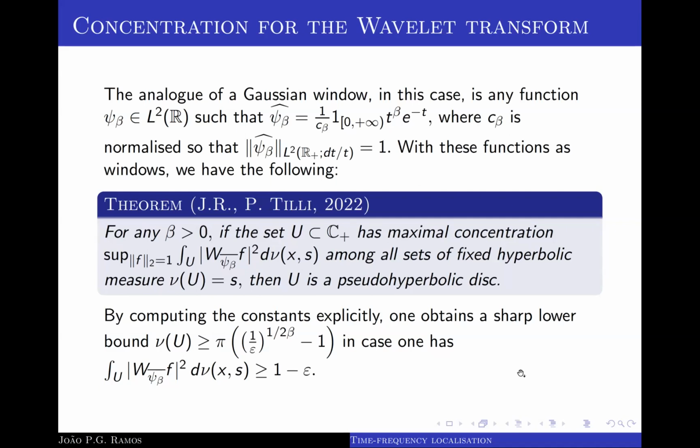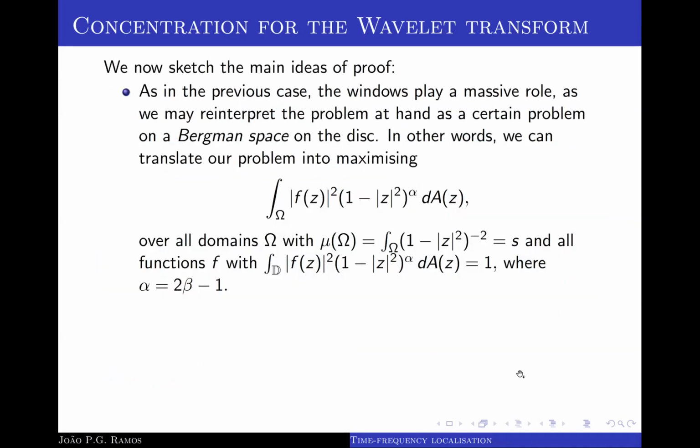And I'd like to discuss a little bit of the proof. As in the previous case, the windows actually played the decisive role because, if you recall, the Gaussian had the nice property that the Bargmann transform takes L2 of the real line into a space of analytic functions on C. Right now, our windows have this very nice property that, after a couple of changes of variable, they take the Hardy space of the real line into a Bergman space on the disk, which is a space of analytic functions f such that this integral on display is finite.